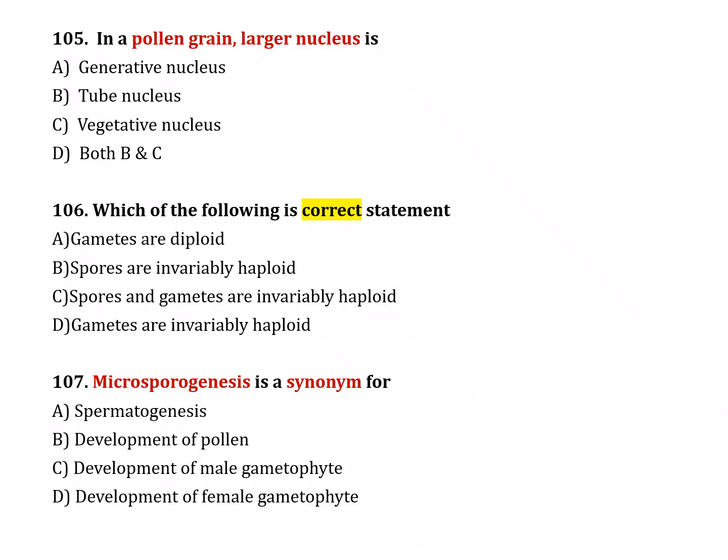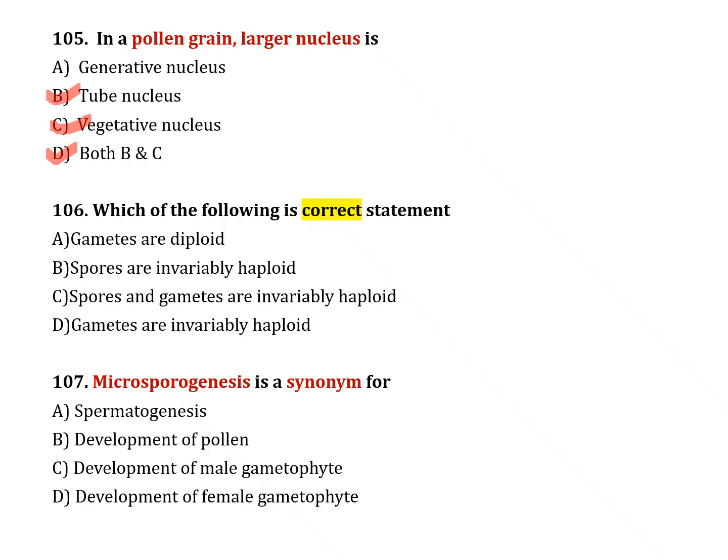The next question, number 105. In a pollen grain, the larger nucleus is: option A, generative nucleus. Option B, tube nucleus. Option C, vegetative nucleus. Option D, both B and C. Correct answer is option D, both B and C. That is, vegetative nucleus or tube nucleus, both are the same.